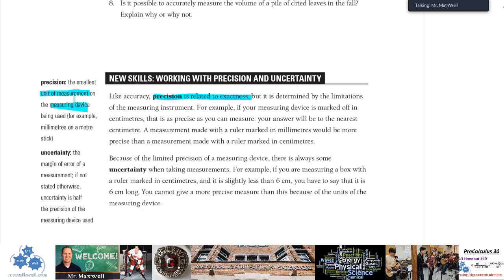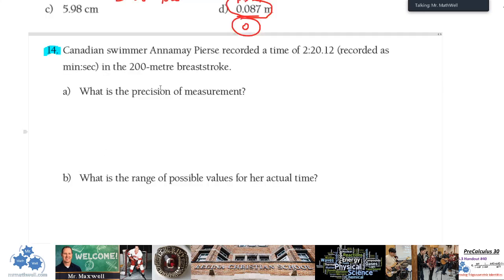So you've learned this in your lessons, but as we just review here, Canadian swimmer Anna Mae Pierce recorded a time of 2 minutes 20.12 seconds, looks like. So 2 minutes, 20 seconds, and then 0.12, 12/100ths of a second in the 200-meter breaststroke. What is the precision of this measurement? If you're asked a question like this, and it doesn't show you a ruler, or it doesn't show you the stopwatch, you're just given numbers.